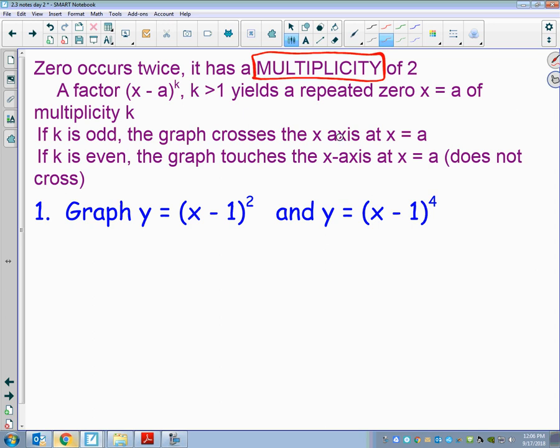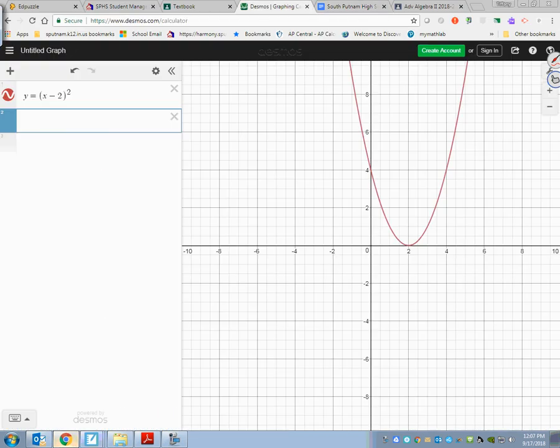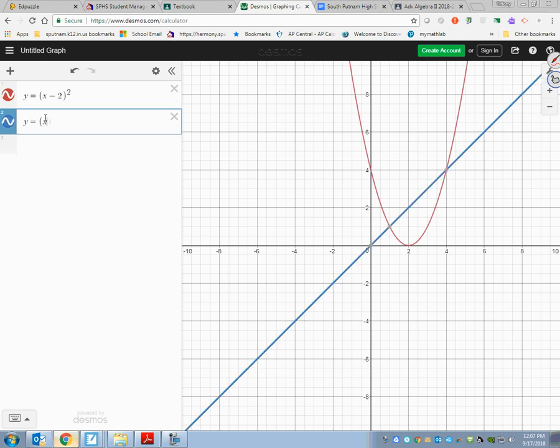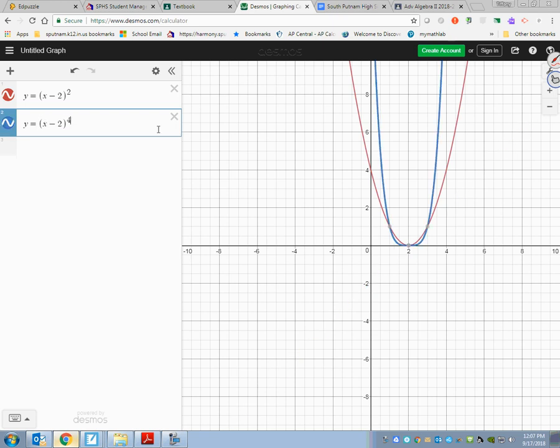If it's odd, it'll cross the x-axis. We already said that. If it's even, it just touches the x-axis. But what happens as the numbers get higher? So I said, let's graph these two and see what happens. This is what I have. I graphed y = (x - 2)^2, which we know means it's moved over 2 and it has a repeated root. But what happens if I make that to the 4th power? It's still over there at 2 as the zero, but what happened to my graph?